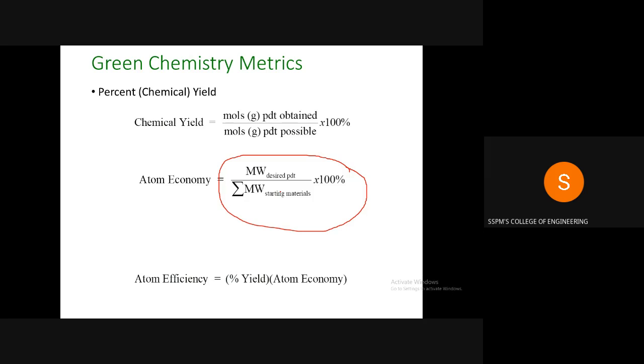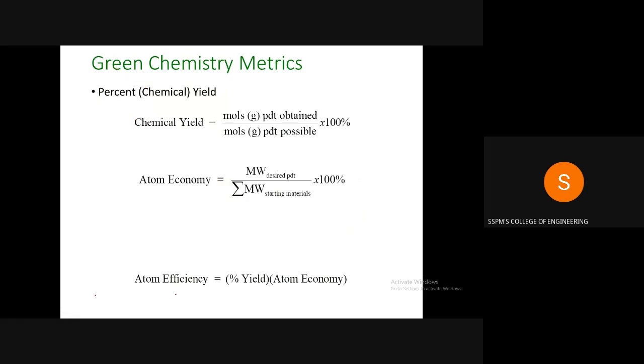Then the next formula is the chemical yield, that is percentage yield. So percentage yield means what? We can take here the byproduct also as well as the major product also. So moles or grams of product obtained and moles or grams of product possible, means practical yield upon theoretical yield. Practical yield upon theoretical yield into 100 is the formula for percentage yield.